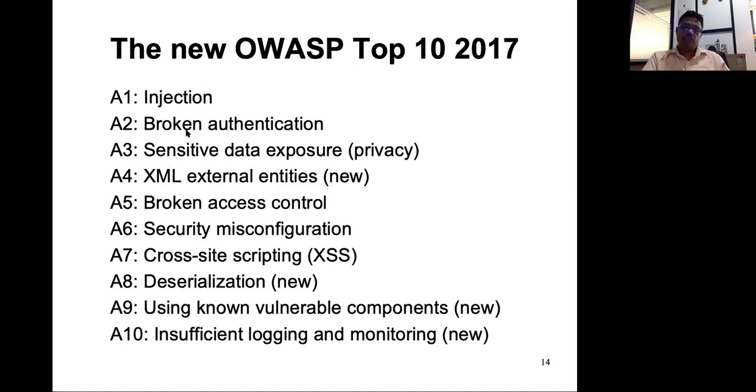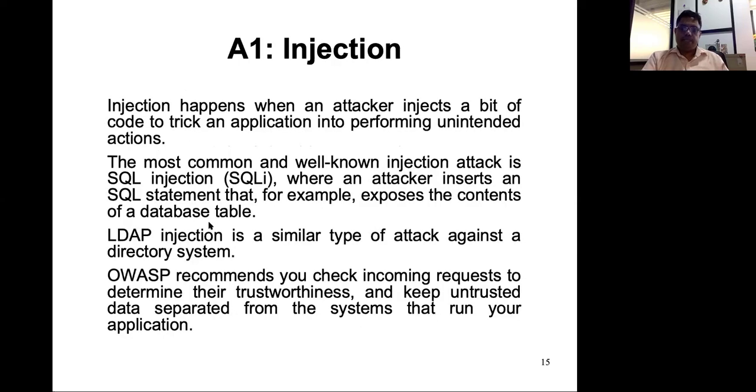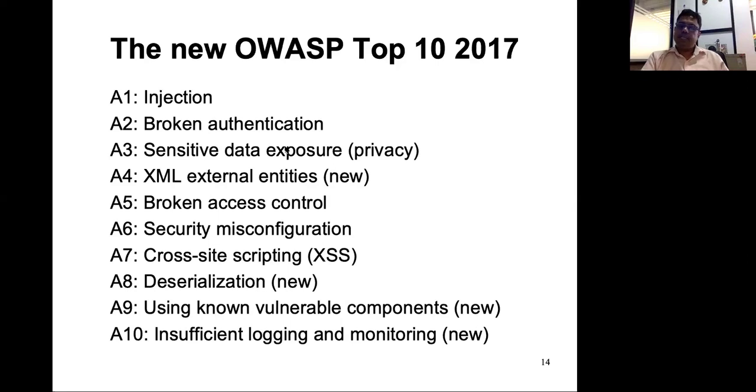So the broken authentication problem is there. They have renamed this one attack, what we call it here. This one, insecure storage, they have renamed it as sensitive data exposure by generalizing it. So that discusses the privacy of the users. And then there is a new attack called XML external entities, and the broken access control attack is still there.